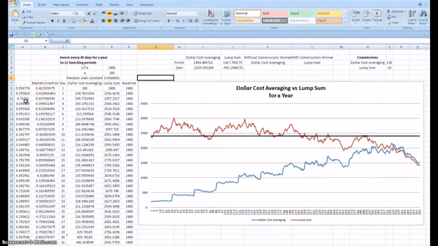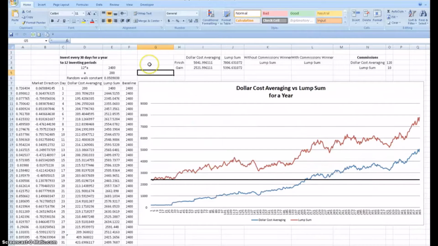So this is all random. Okay, so let me press F9 to generate some new realization of this simulation. There we go. So here what I have is the dollar cost averaging. It finished at 5,041, which, remember, we started both of them. Both of them end with 2,400.